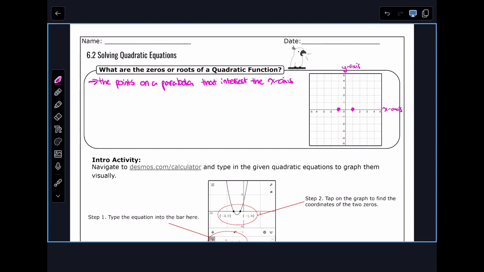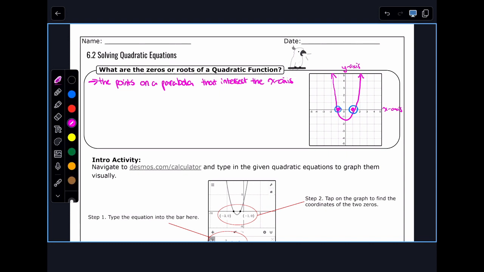So if you recall yesterday, our parabolas look something like this. An arc shape. And so when I'm asking you to find the zeros of a quadratic, I'm looking for these 2 points here where the parabola crosses the x-axis. So in this case, we drew our points on -1 and 1.